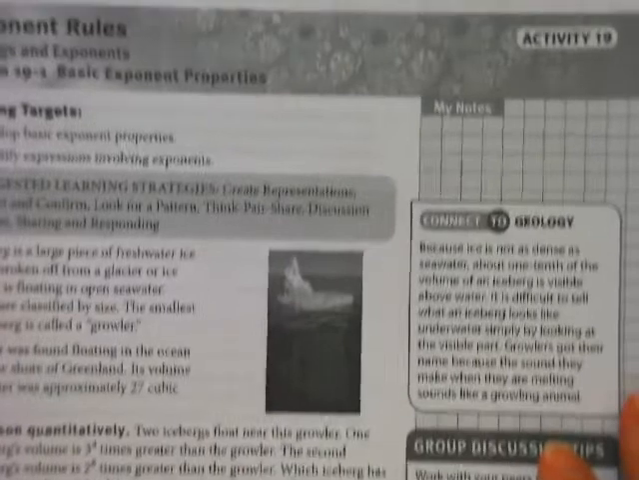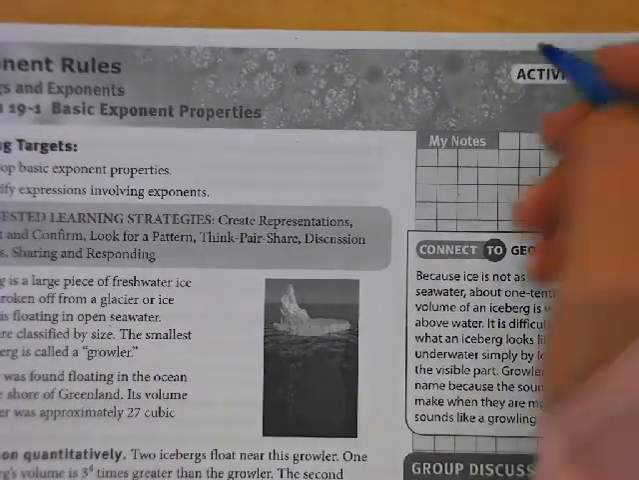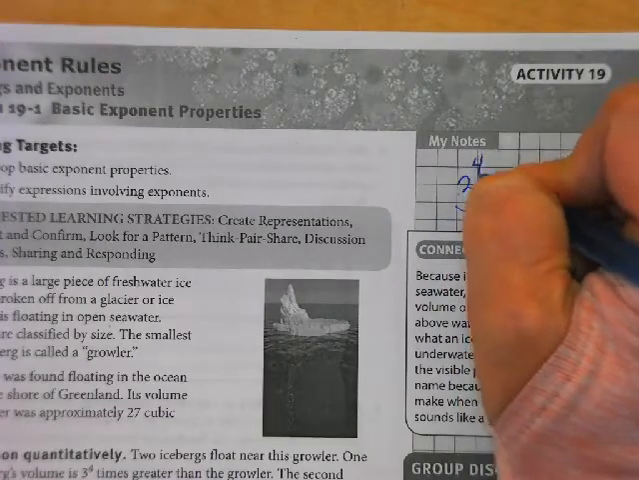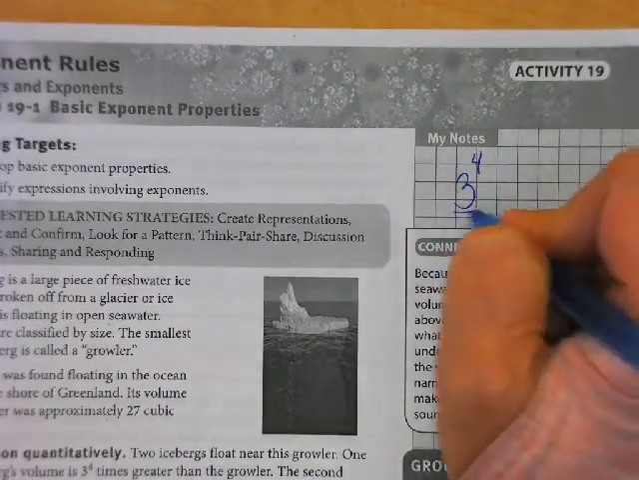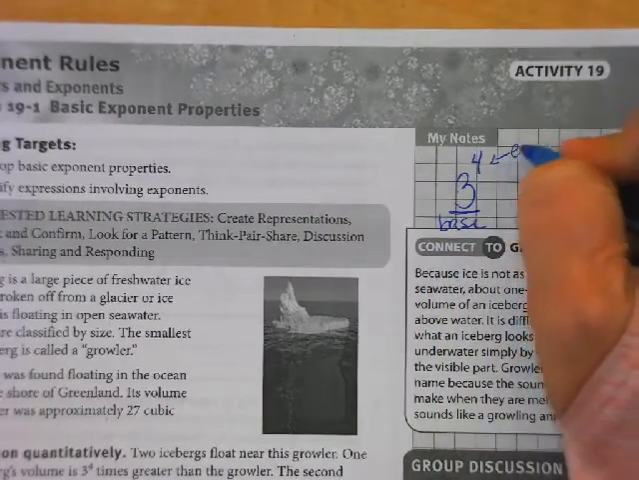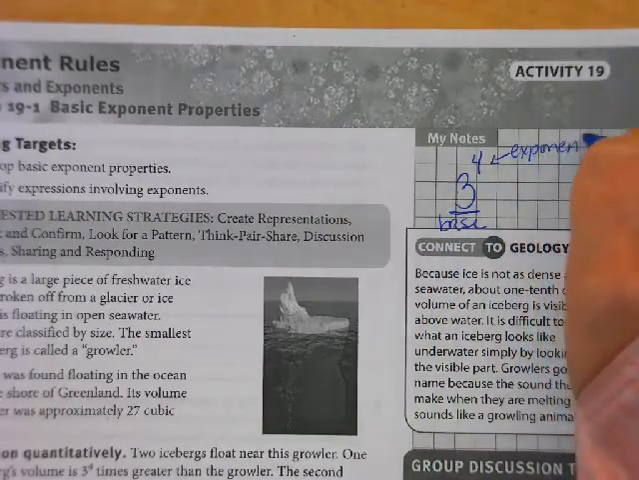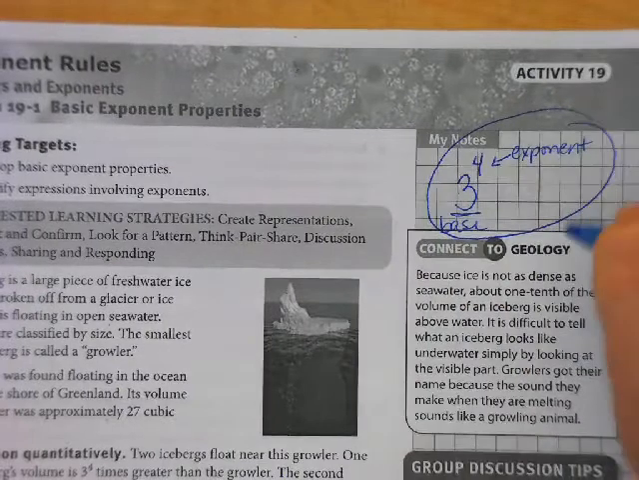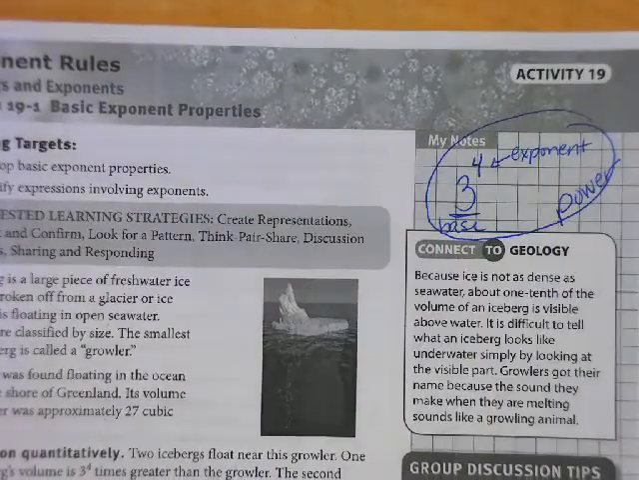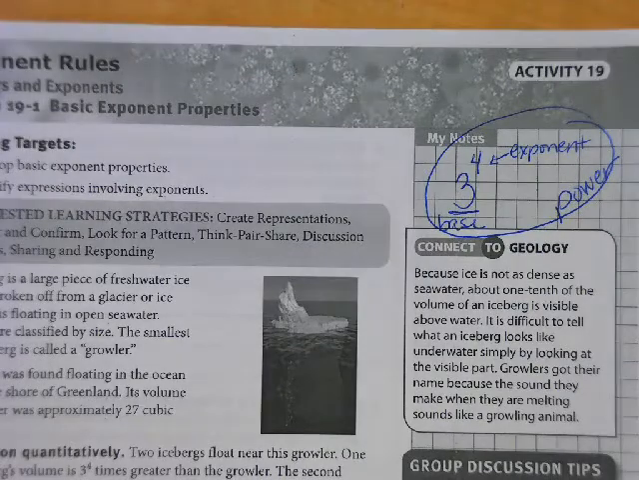Things I want you to review real quick. If I gave you 3 to the 4th power, keep in mind this 3 is our base number and the 4 is our exponent. And the entire thing is called a power. All right, so make sure you know that vocabulary as we start.